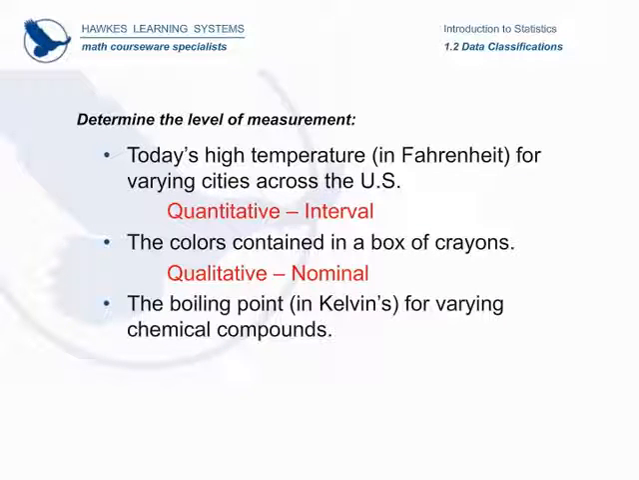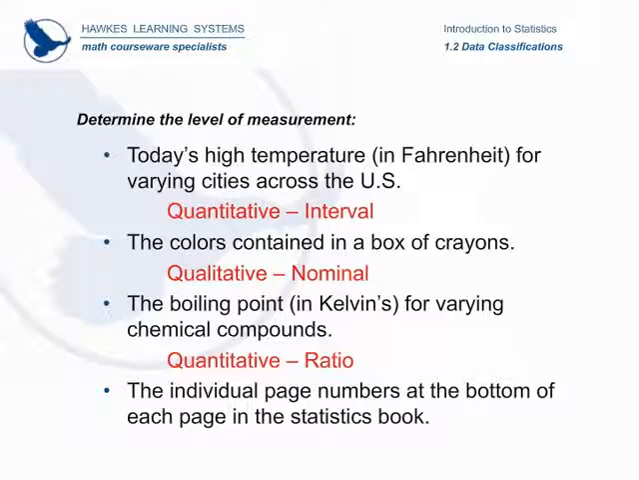The boiling point in kelvins for varying chemical compounds. That would also be quantitative data in terms of the data would be in a ratio form. Then the individual page numbers at the bottom of each page in the statistics book. That would be quantitative data, and it's ordered data: page 1, page 2, page 3.